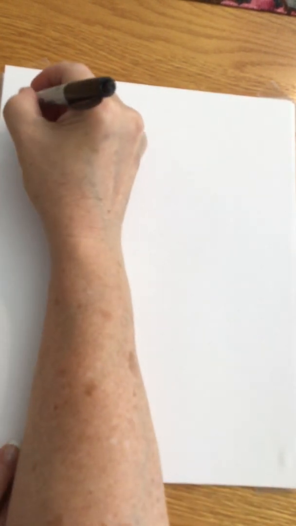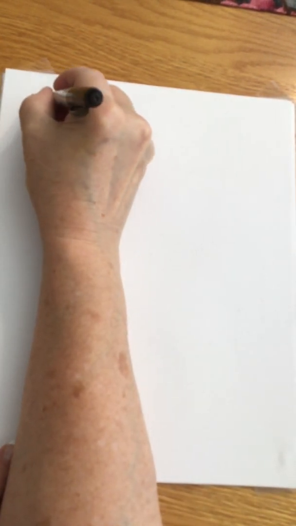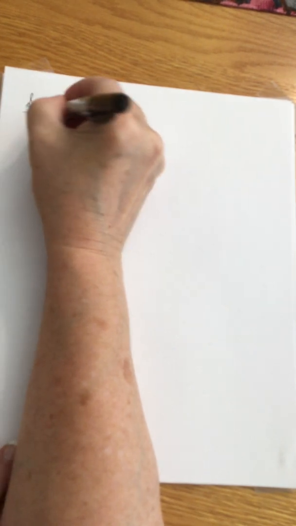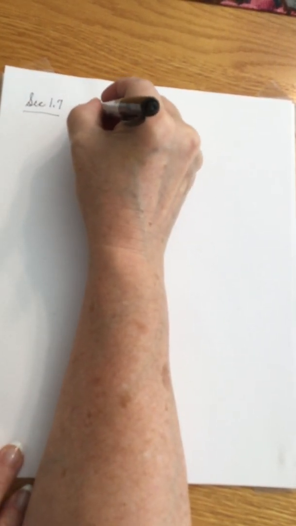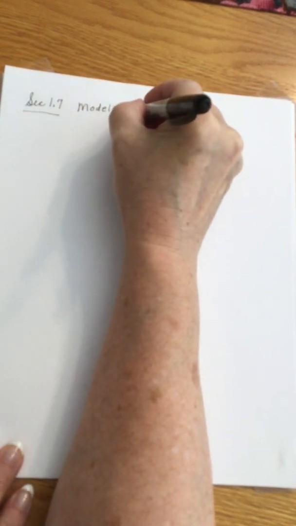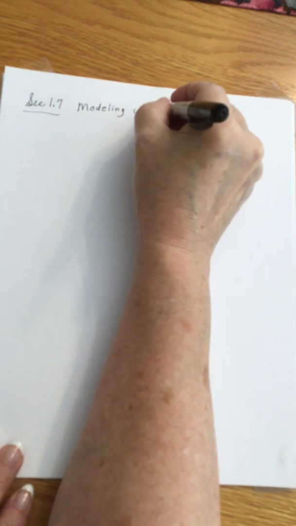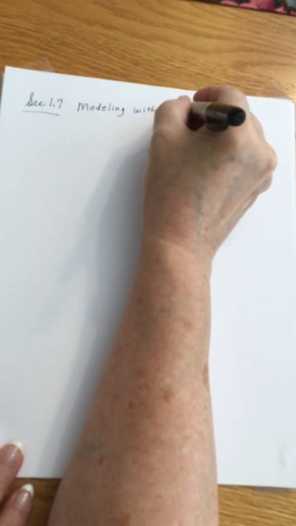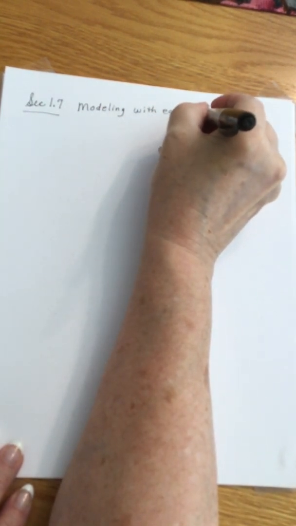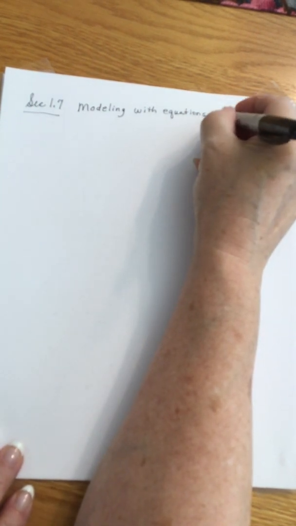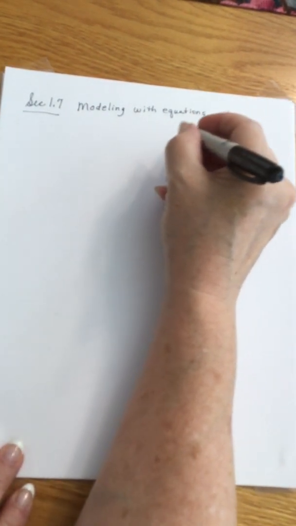Today we're going to look at section 1.7. 1.7's title is Modeling with Equations. And it starts on page 65 in your textbook.